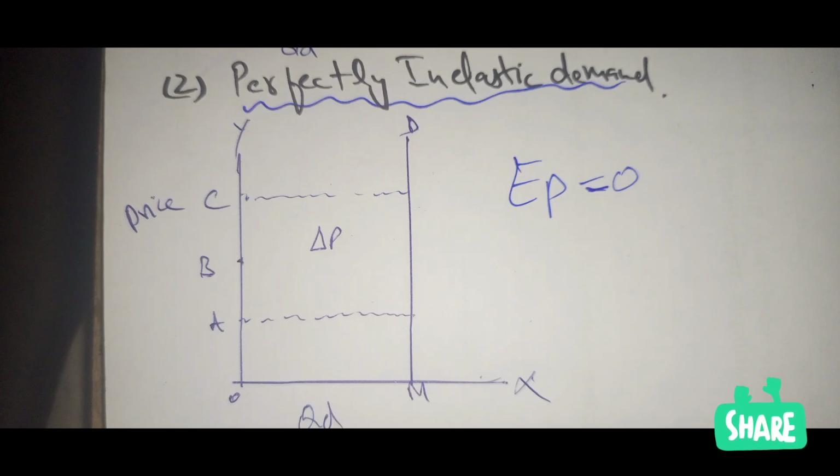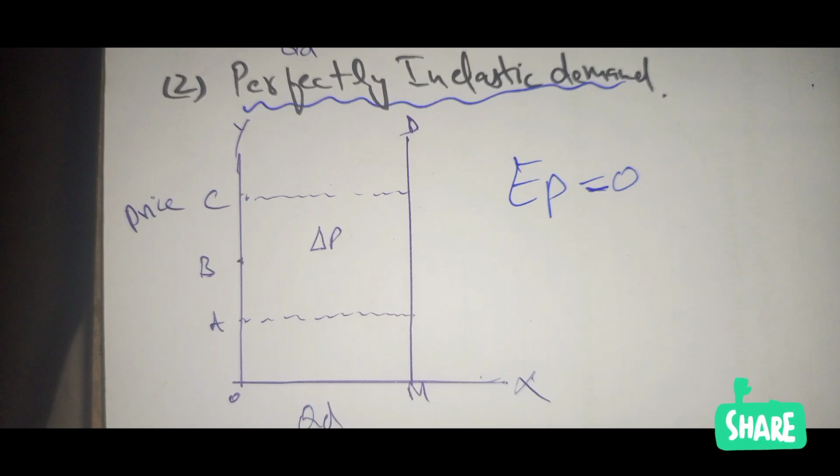An exceptional case, for example, a 30% rise or fall in price leads to no change in the quantity demanded of a good. Here we can say that elasticity of demand ED is equal to 0 by 30%. The change in quantity demanded delta D is equal to 0 and the delta P is equal to 30%, which answer is 0.